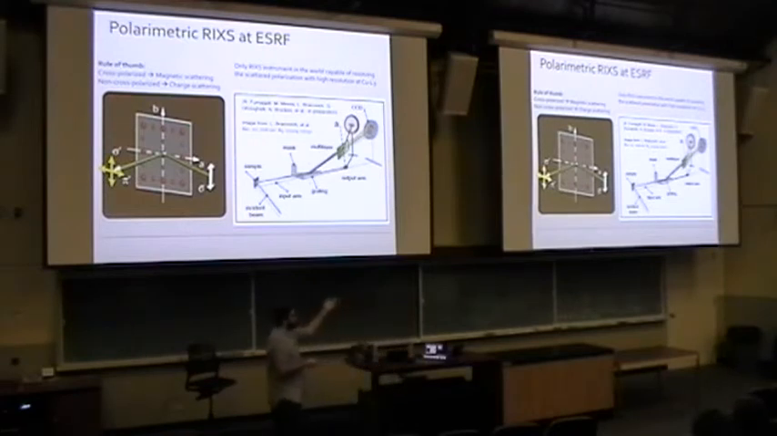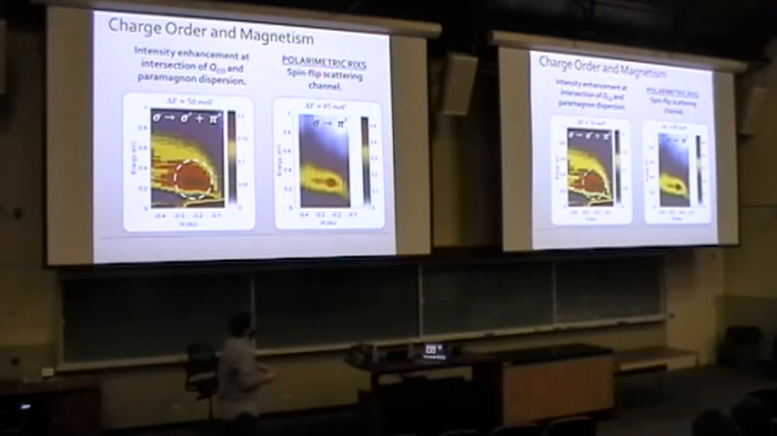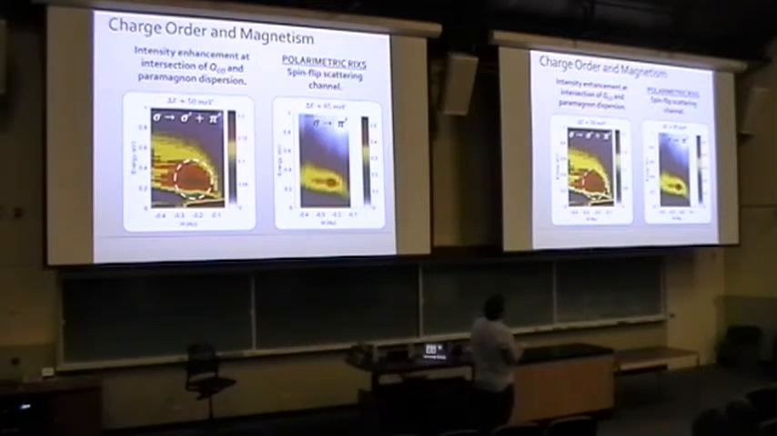Okay. And the rule of thumb here is the following: if you measure the non-cross channel, sigma to sigma prime, that is going to be a charge thing. And if you measure the sigma to pi prime, that's going to be a spin flip process. Okay. So we look at the sigma pi prime. The sigma sigma prime doesn't show much, and you can beautifully see now the paramagnon dispersion. Okay. And on top of the paramagnon dispersion, there is indeed an increased intensity at the charge order wave vector.